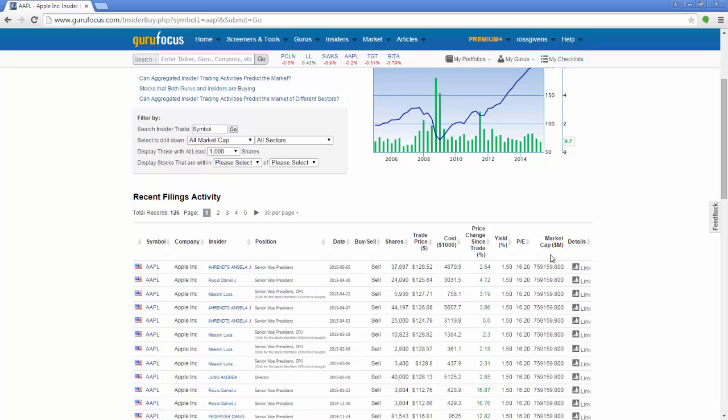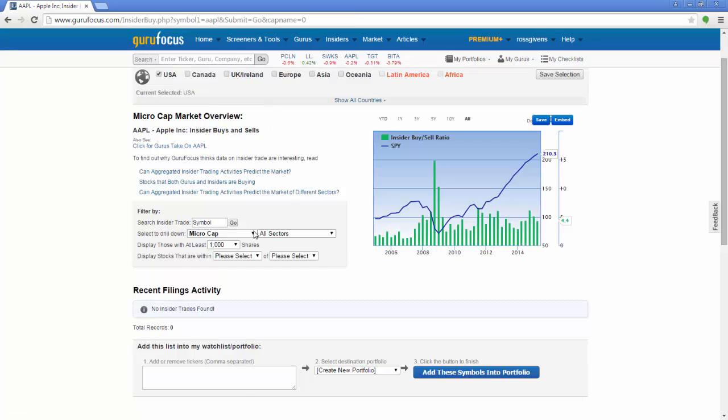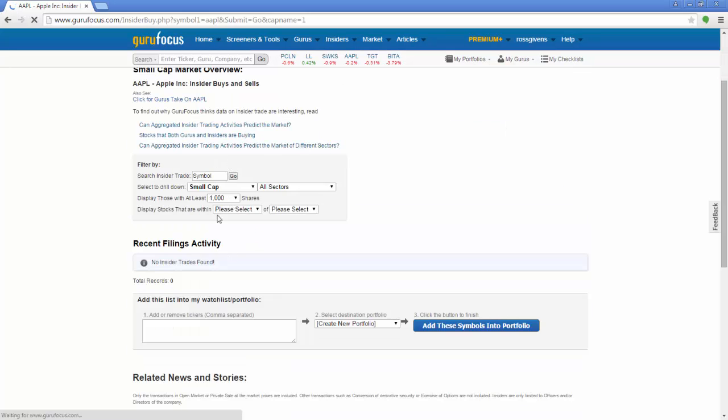Now, if you're not looking for a particular stock and you're looking instead to generate some ideas from this and take tips from, hey, if the CEO and the CFO and these guys are all buying it, maybe it's a good opportunity, you can drill this down in different ways. First, you can drill this down by market cap. If you're only looking for, let's say, micro cap stocks in the semiconductor industry, you can find that. Currently, we've got none shown on the micro cap. Let's look at small cap.